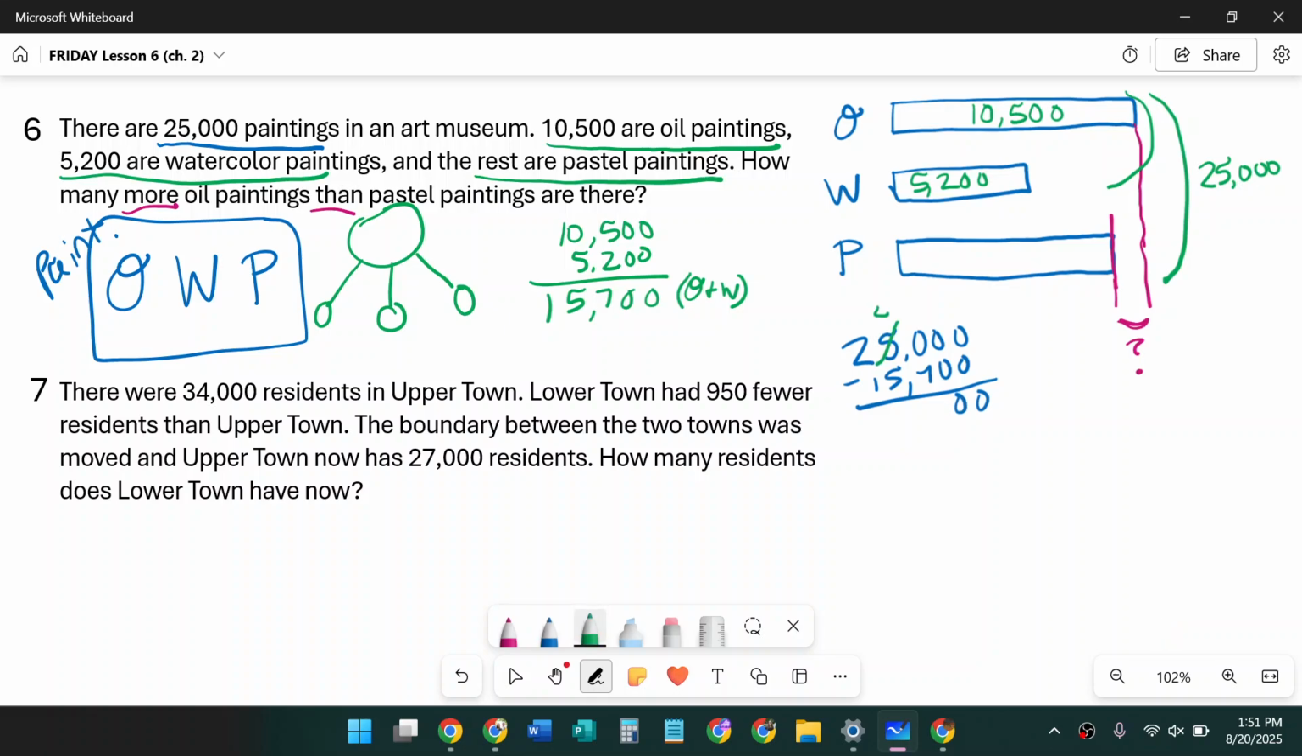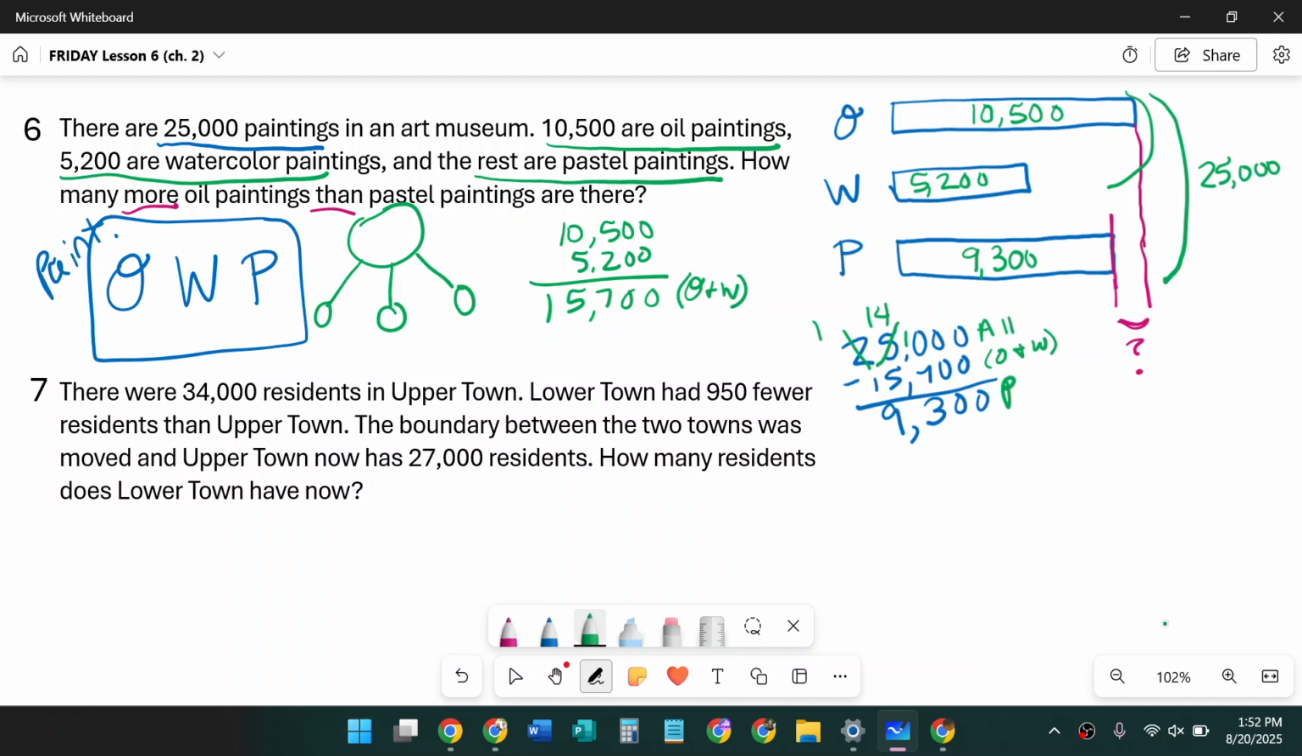Let's regroup. 10 minus 7. Let's regroup again. 14 minus 5. Excellent. So now we have our number. This number is 9,300. That's our pastel number because we subtracted the oil and the watercolor from all, or from the total.